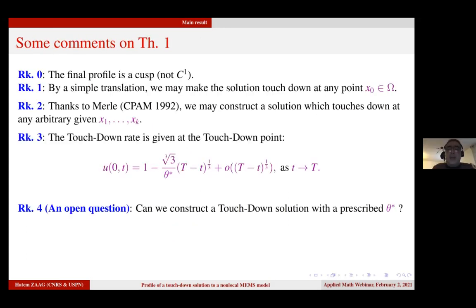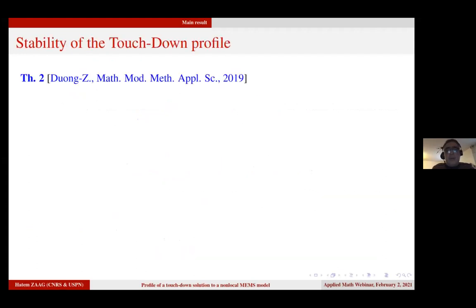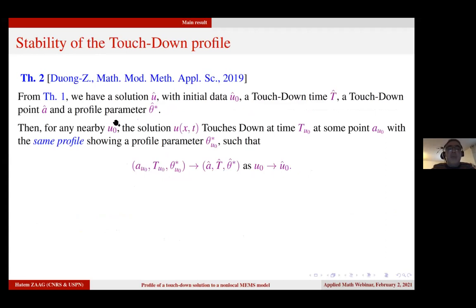Okay, so assume that you have a solution like that. It is a constructed example. Then the question: if we perturb a little bit initial data, can we have still the same phenomena? And the answer is yes. The new solution with the new initial data u0, which is close to u0 hat, will also touch down at some time T sub u0, at some point a sub u0, with the same profile, in fact, showing a different profile parameter. Not necessarily the same, but we have this continuity result, meaning that the blow-up features will be close to the blow-up features of my reference solution.